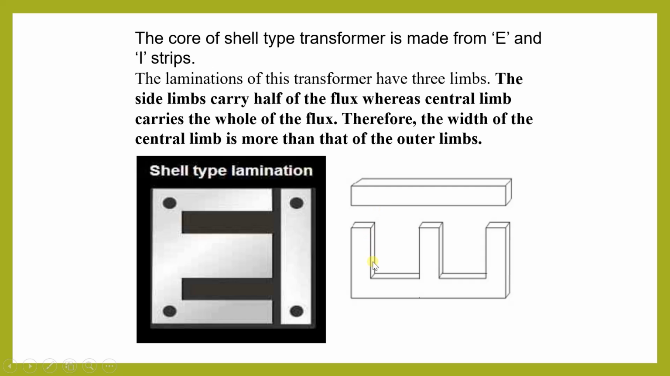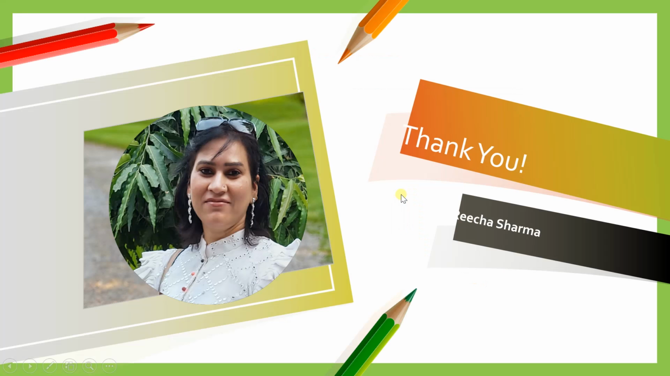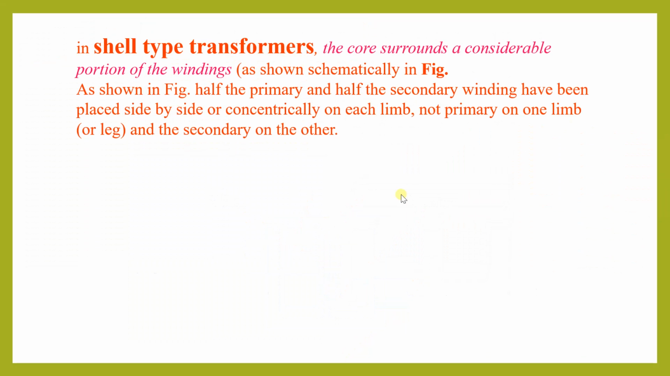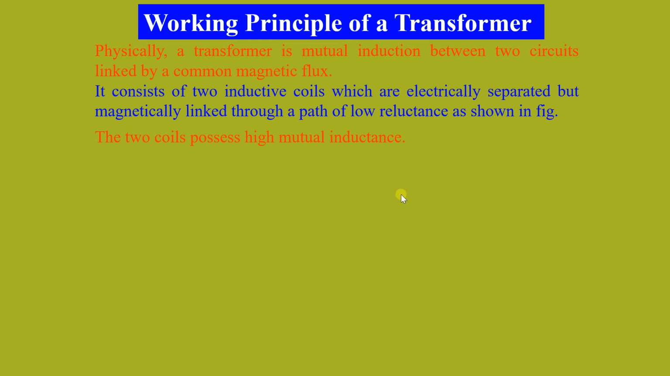Another diagram shows the E shape and the I shape core of the shell type transformer. This is the practical diagram of the shell type transformer. This is the three-phase diagram and this is the single phase diagram. So this is all about the transformer. In this lecture we discussed the basics of the transformer, in which we discussed the working of the transformer and the different types of the transformer.